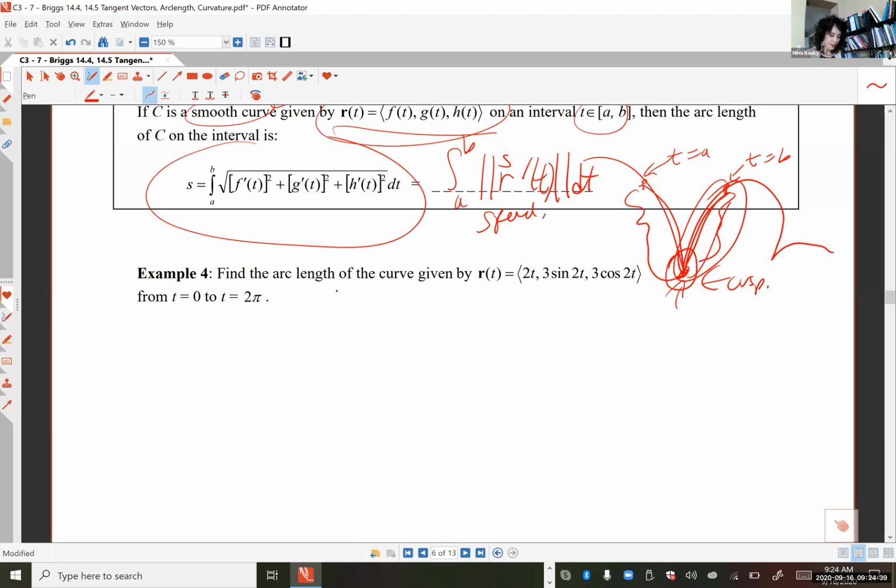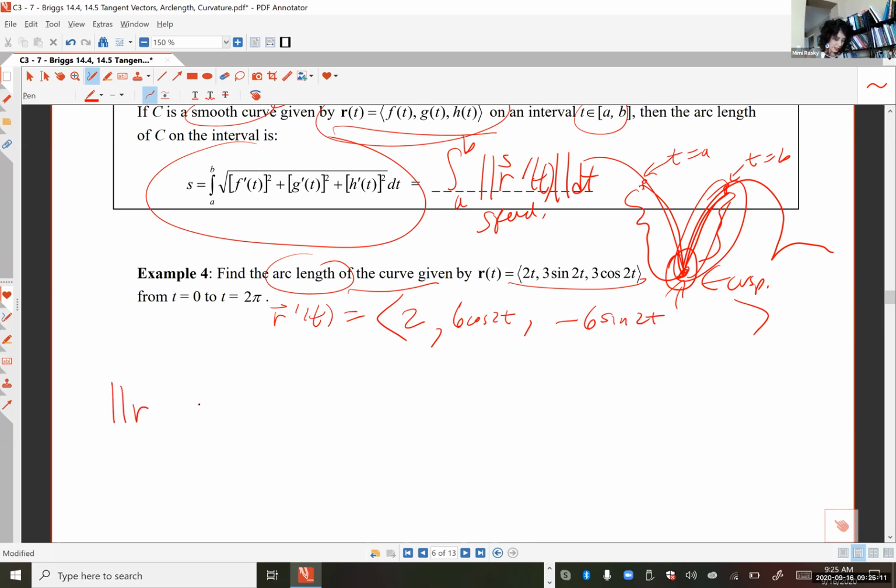Okay, find the arc length of this curve. It's 3D. Yeah, I know, no problem. So first you want to find the speed. Well, how do you find speed? Well, first you got to get the velocity vector, because speed is the magnitude of the velocity vector. So you're going to take a derivative of this. I'm going to go pretty quick. Derivative of 2t is 2. The derivative of 3 sine 2t is 6 cos 2t. And then the derivative of 3 cos 2t is negative 6 sine 2t. Fine. And then the speed is going to be this big old radical. Oh my goodness.